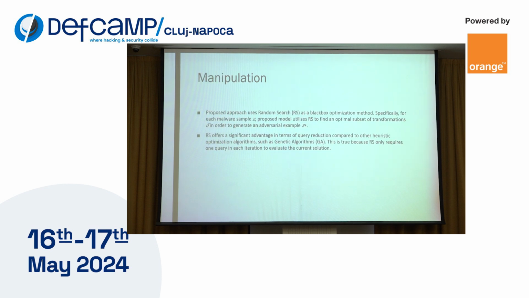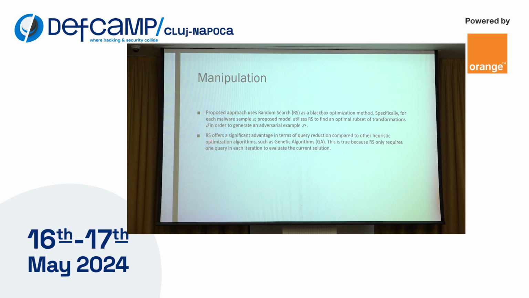Okay. As I've said, our adversarial attack system involves the usage of the random search algorithm. This random search is used here as a black box optimization method. What does this mean? A little bit of formalized context: for each malware sample that we denote with Z, the proposed model utilizes random search to determine an optimal subset of transformations that we designate as delta in order to generate an adversarial example.